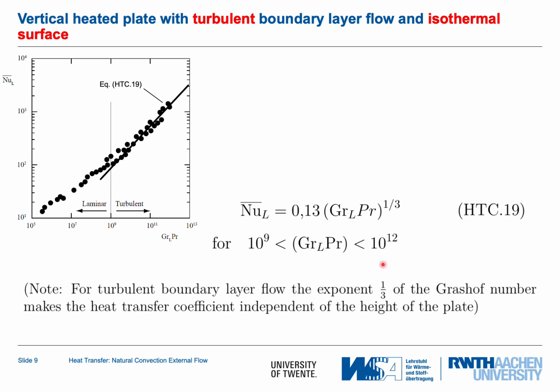Now note we see here that the power is 1 over 3. Remember that in the Grashof number we had the length scale to the power 3. So length scale to the power 3, to the power 1 over 3, means that we have an L on the right hand side. Nusselt is alpha times L over lambda, so there's also an L on the left, and this L on the left and right side cancels, which then means that for a turbulent boundary layer flow, the heat transfer coefficient is independent of the height of the plate.